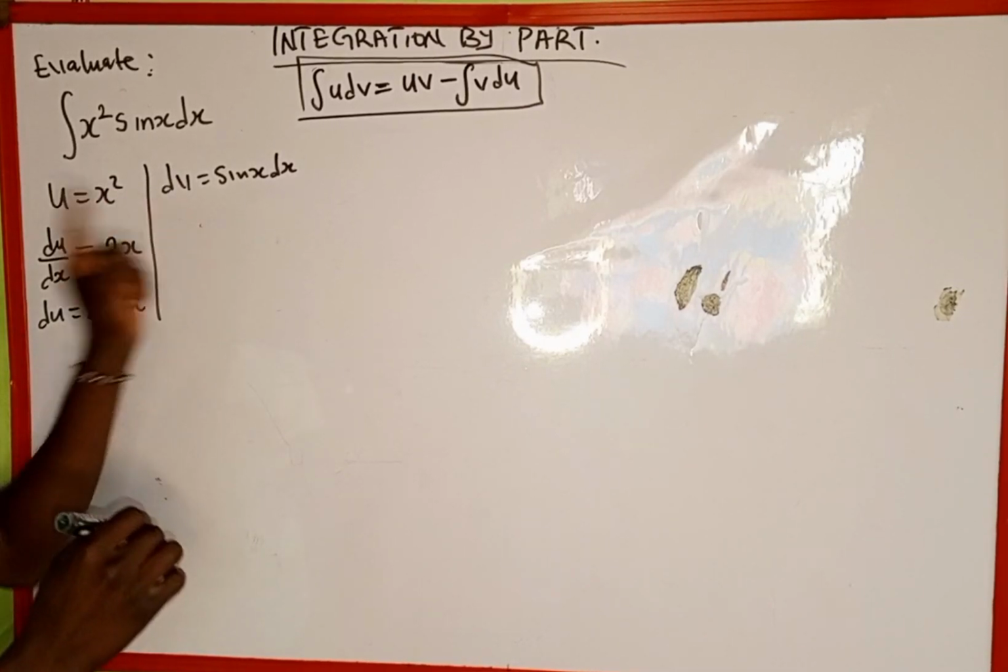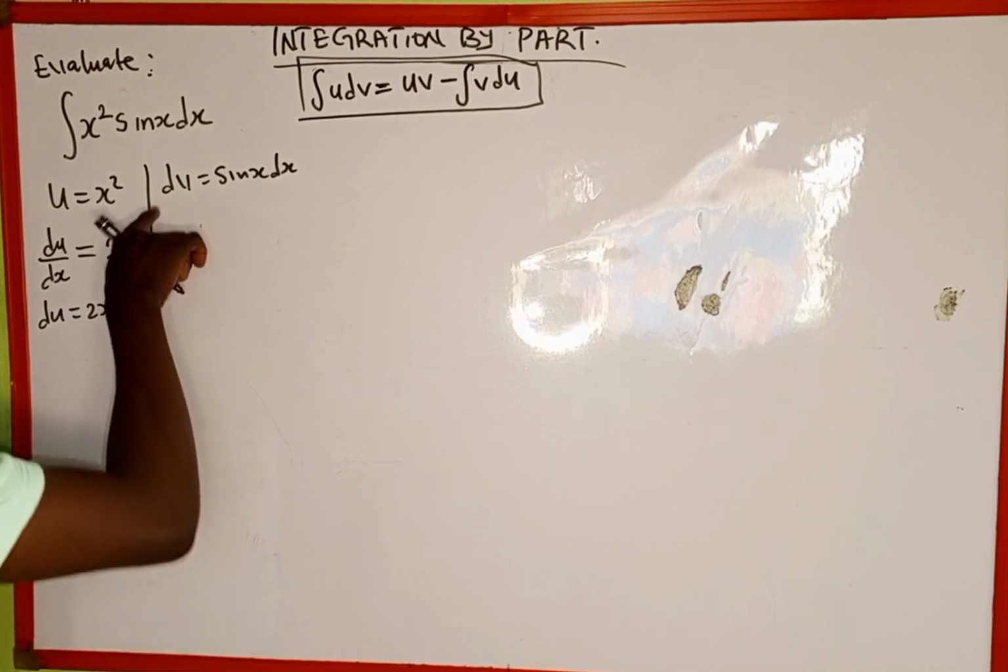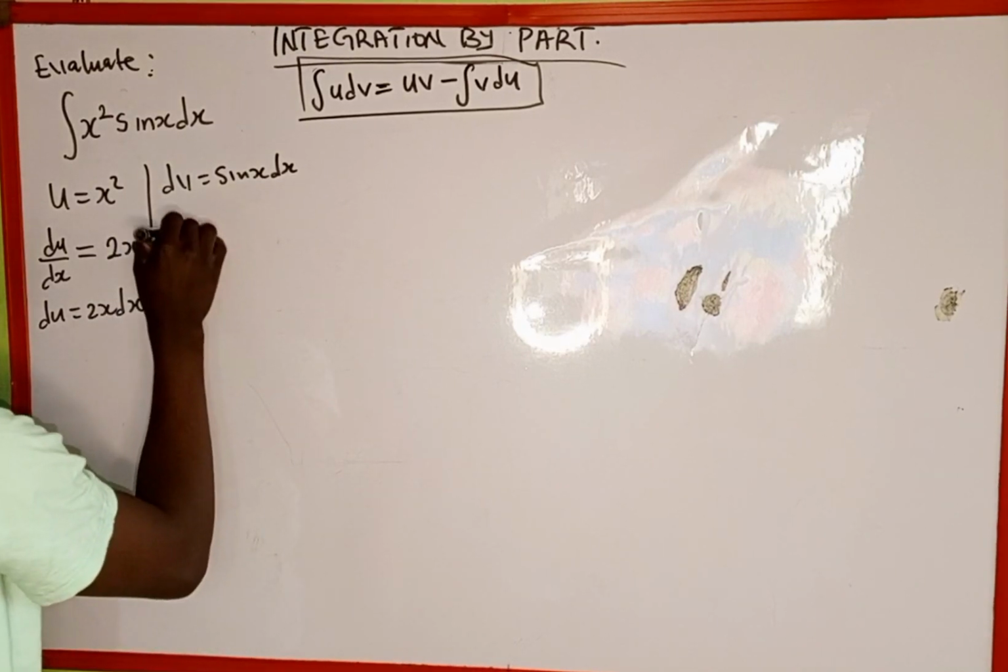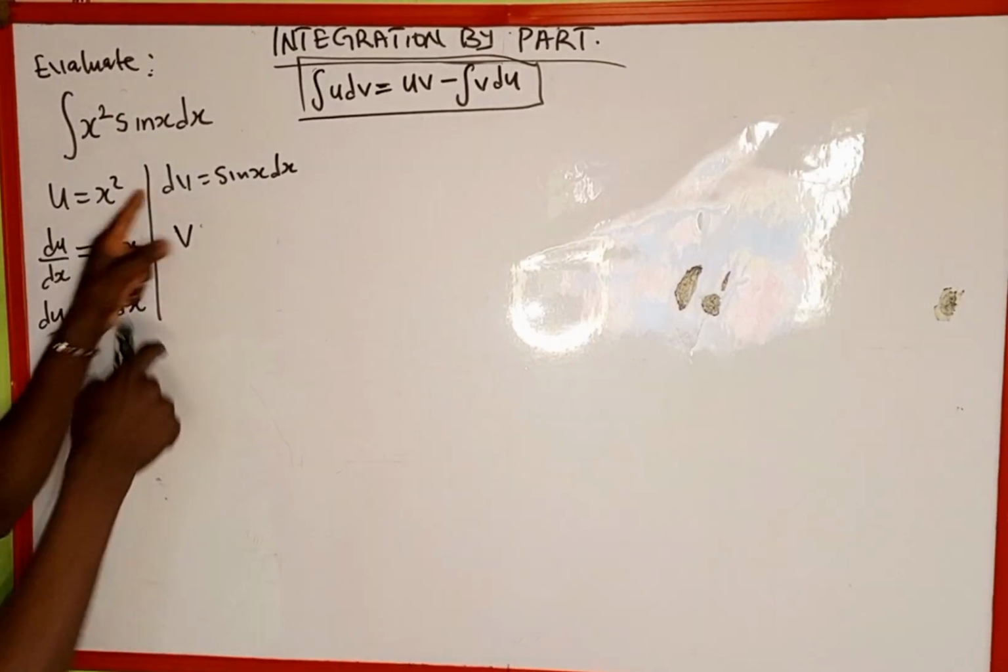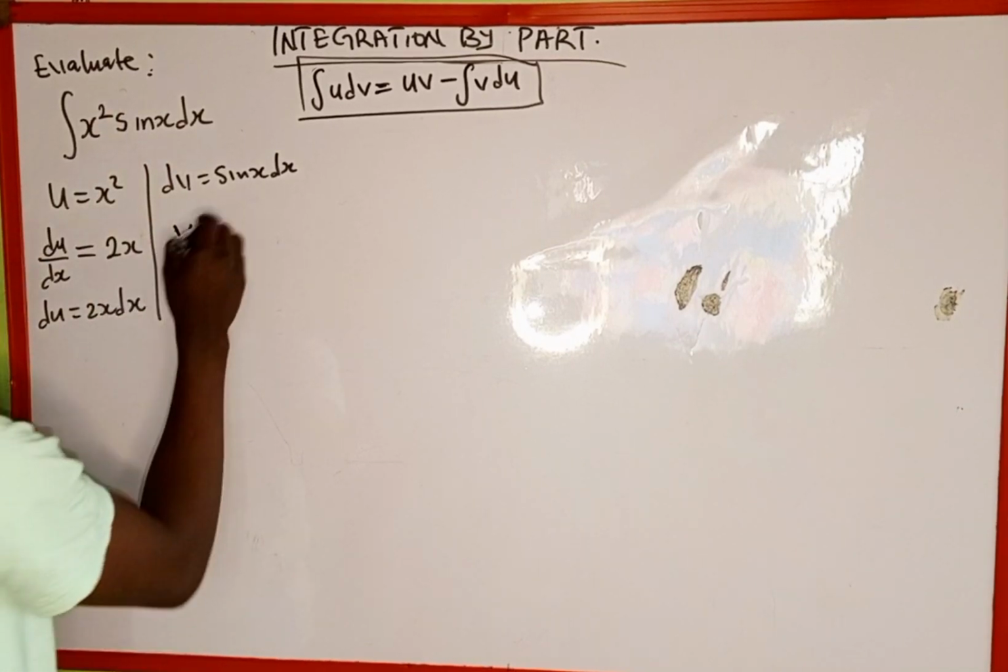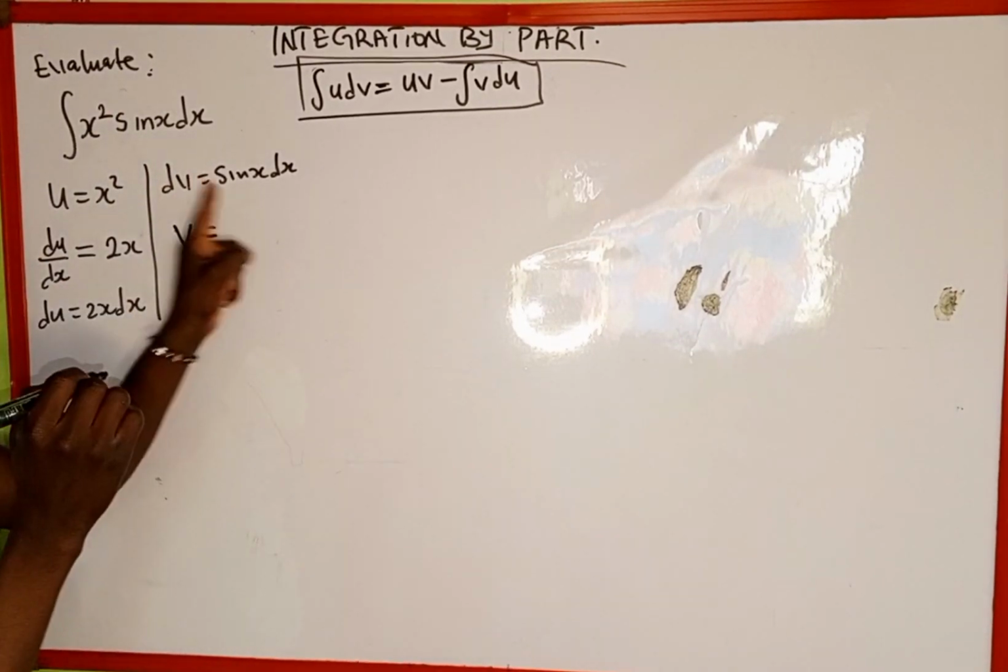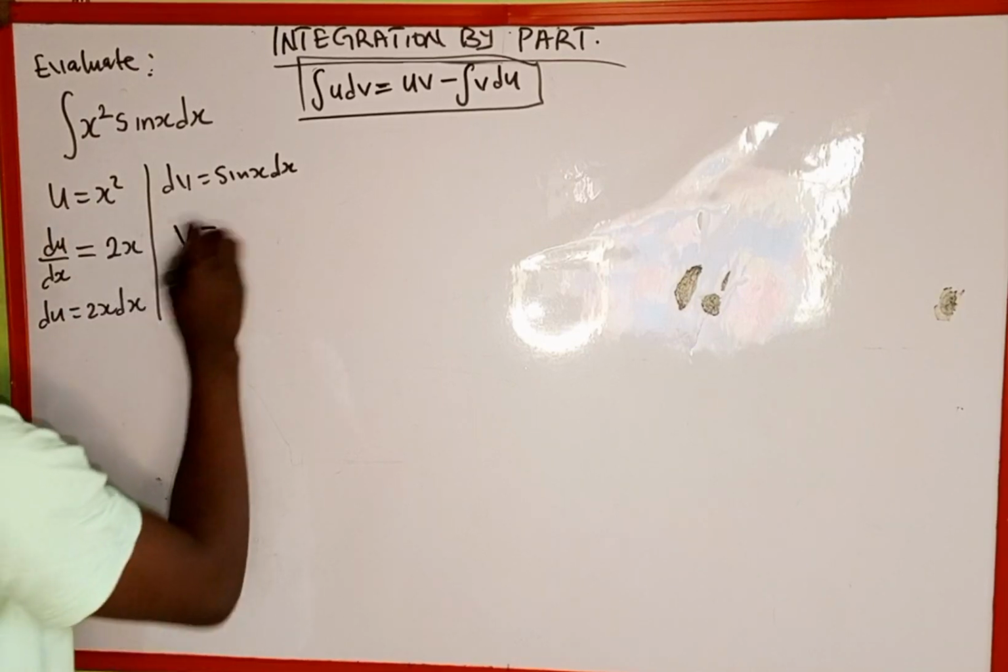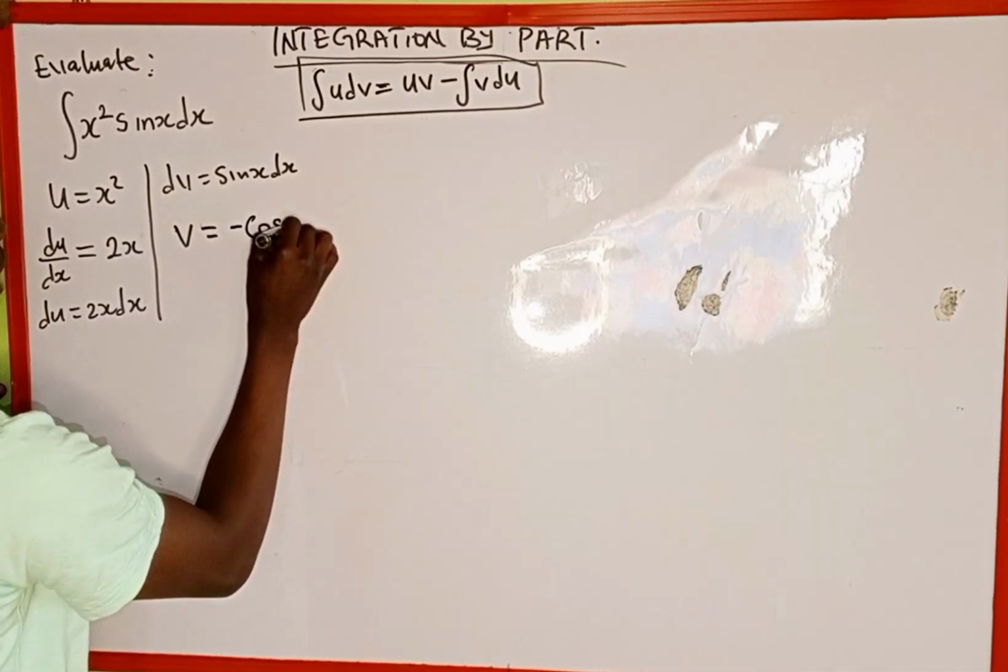But in this part, we are going to integrate both sides. So the integration of dv is going to be v, because the derivative will cancel the integration. So this is going to be equal to the integration of sine x with respect to x, which is going to give us minus cosine x.